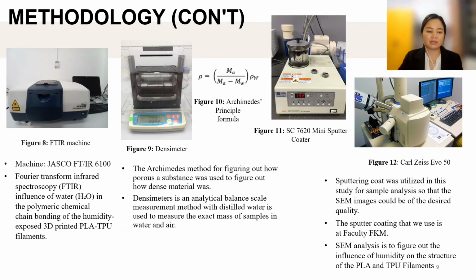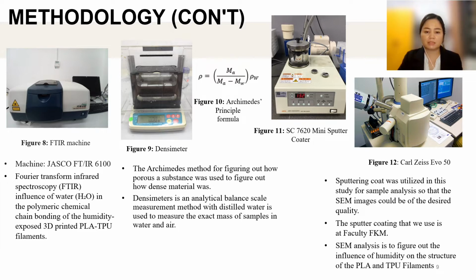Figure 8 is the FTIR machine. The brand is Jasco FT/IR 6100, used to analyze the influence of water on the polymeric chemical structure. Figure 9 is the densimeter, an analytical balance scale with distilled water used to measure the exact mass of the sample in water and air. Figure 10 is the Archimedes principle formula used to figure out how porous a substance is and how dense the material was.